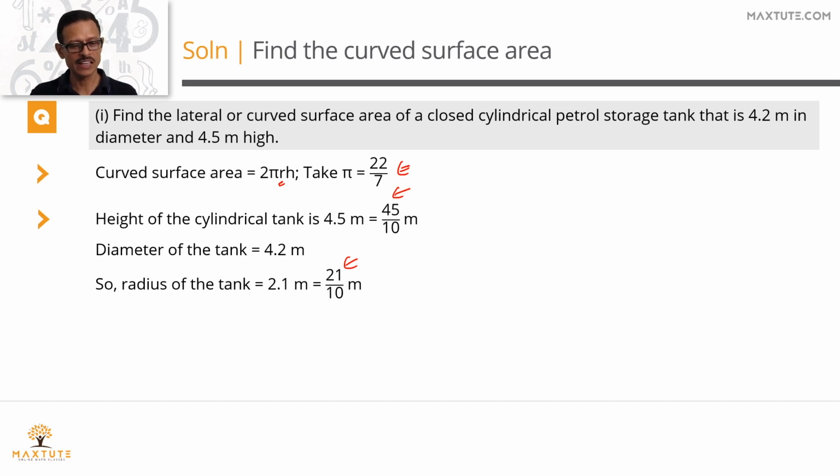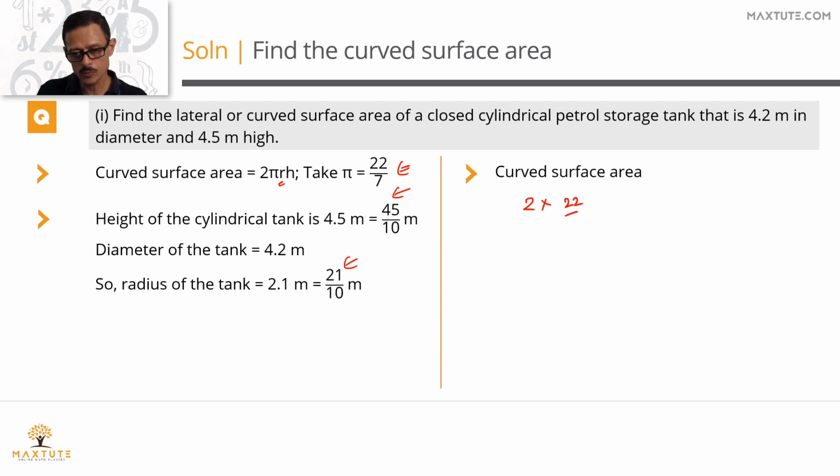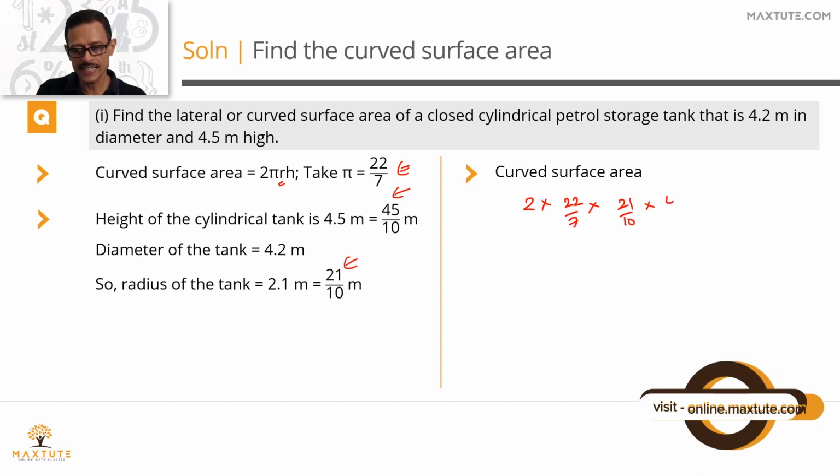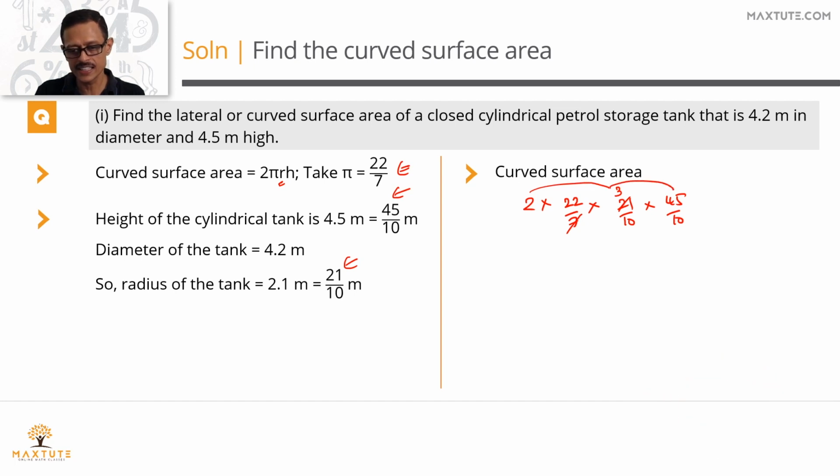So having got this, we have the radius, we have the height. Let's plug it into this formula, compute the curved surface area. 2 times pi is at 22 by 7 into the radius, which is 21 by 10, into the height, which is 45 by 10. 7 gets cancelled with 21 to leave us with a 3. 45 into 3 is equal to 135 and I multiply that with this 2. So this entire thing is going to be a 270. 22 times 270 divided by 10 times 10.